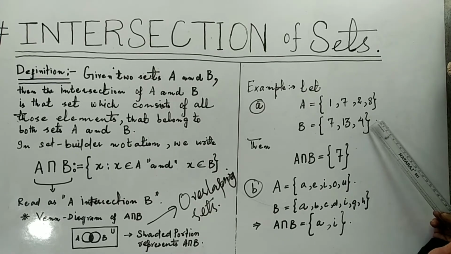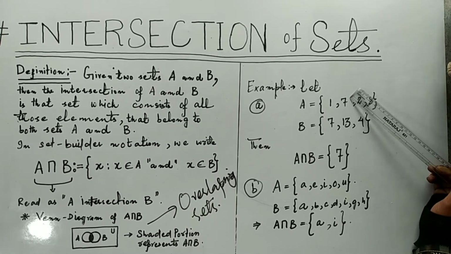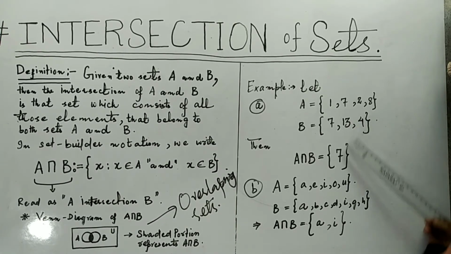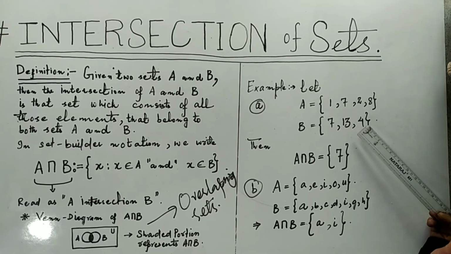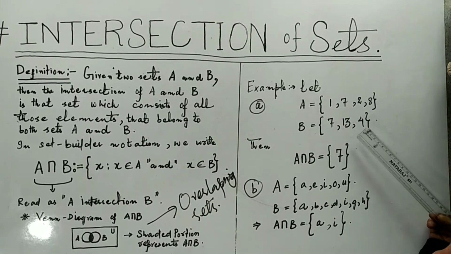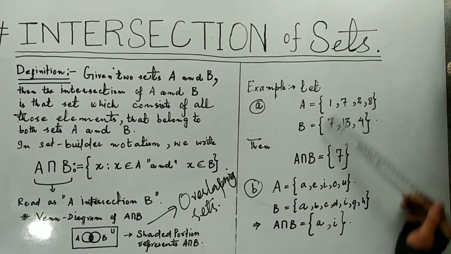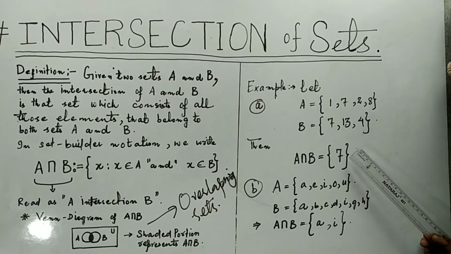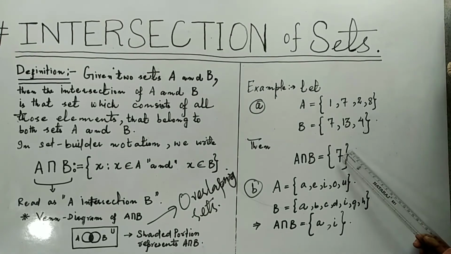Similarly, I will check for these two as well. Is 13 also in this set? Obviously not. Means that 13 will not belong to our A intersection B. Is 4 in the set A? Obviously it is in our set B, but 4 does not belong to our set A. Means that 4 will also not be included in our A intersection B. So here is the example, and the intersection of A and B is the singleton set, which consists of the only element 7.